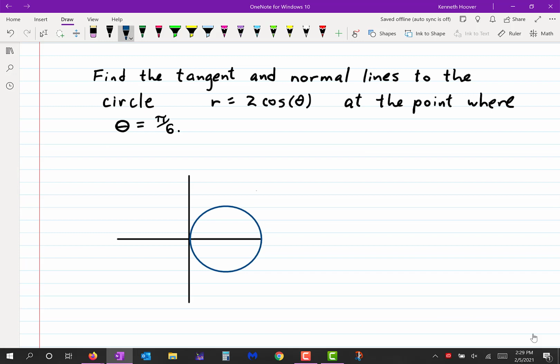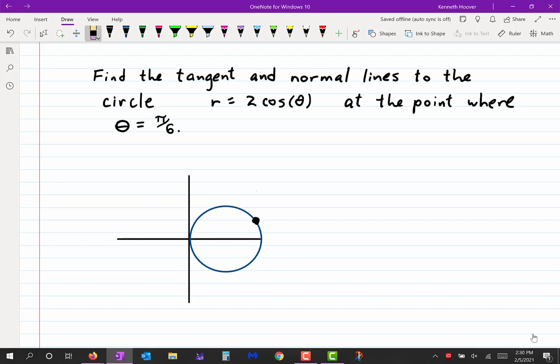Find the tangent and normal lines to the circle given by r equals 2 cosine theta at the point where theta equals pi over 6. So where's that point going to be? It's going to be right about there, correct? So let's find the coordinates of that point.